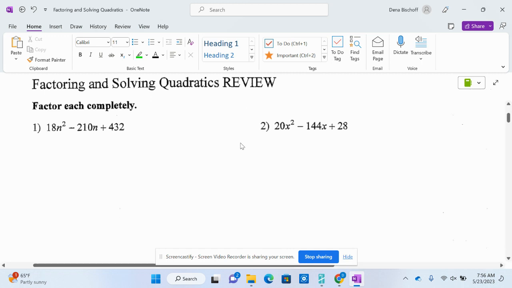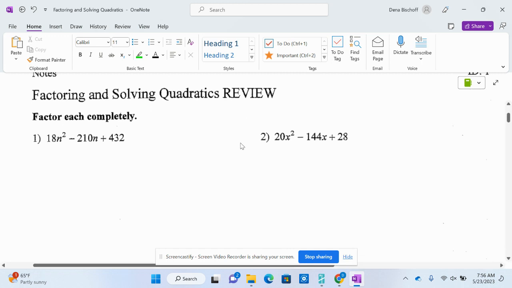Factoring piece. Let's see how it goes. So, notes, probably a calculator. I would definitely get a calculator. Notes and a calculator, notes and a calculator.